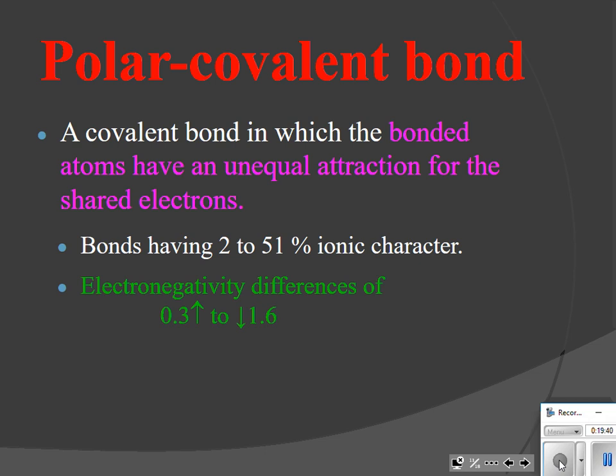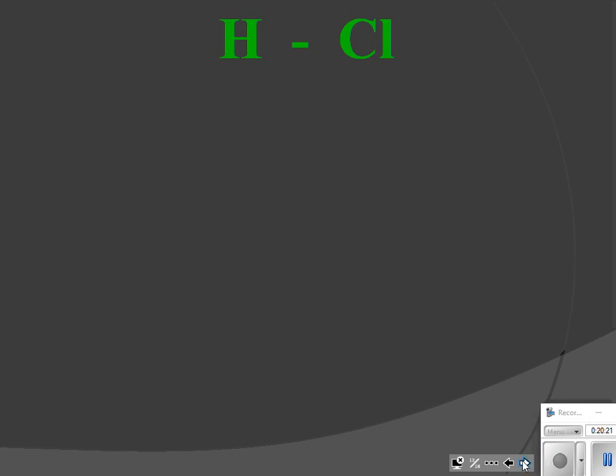The values we assign: bonding with an ionic character between 2% and 51%. So greater than 2, less than 51 is going to be what we call polar covalent, all right? Electronegativity differences greater than 1.3, less than 1.6. If it's exactly 2% ionic character, then I'm going to go with the nonpolar. So if it's greater than 2, less than 51. Okay? If you're going to get that technical.